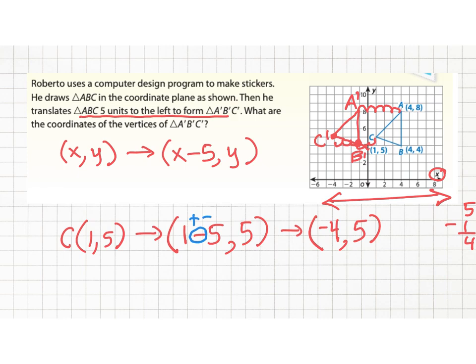Just look on my picture and see, is that correct? Negative 4, 5 for C primed. I think you'll see that it is. We could do the same thing with B and A. And this is very helpful when you don't have graph paper, because then you're just being given the coordinates and the language and you do the mathematics instead of having to grab your graph paper.